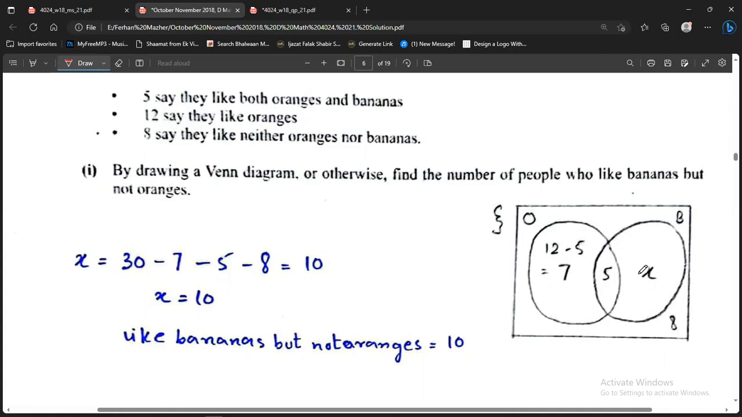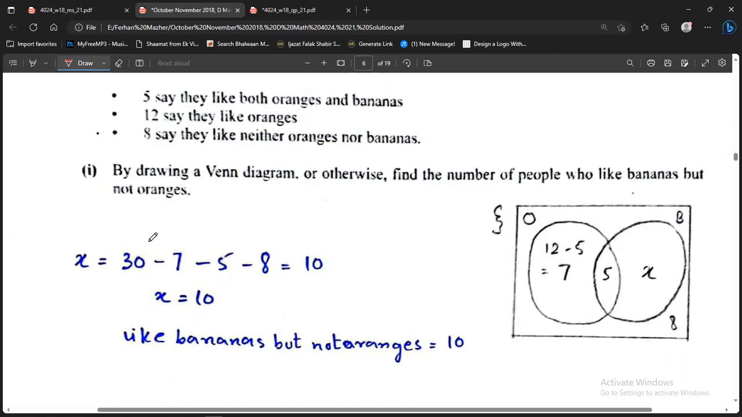In the banana only, I will have X people. And 8 people don't like, neither they like orange nor the banana. So find the number of people who like banana but not orange. So we want to find out the value of the X, banana but not orange, which means only banana. Okay, so they are X. If I will add these 7 plus 5 plus X plus 8, that will be equal to the total people in this, that's 30.